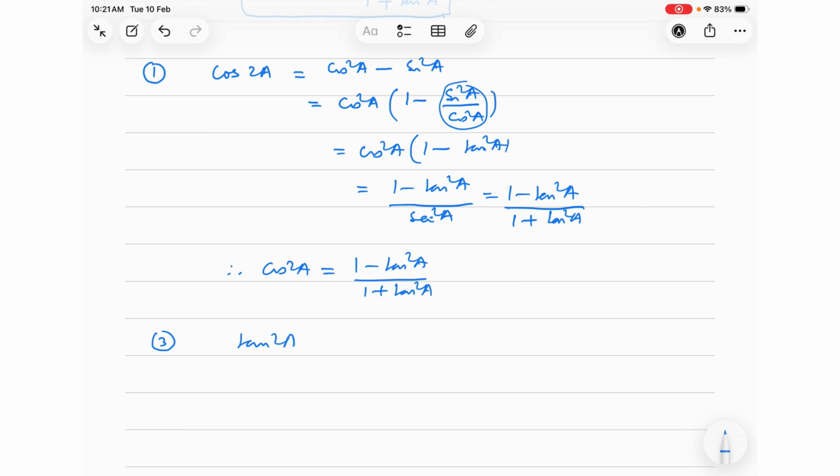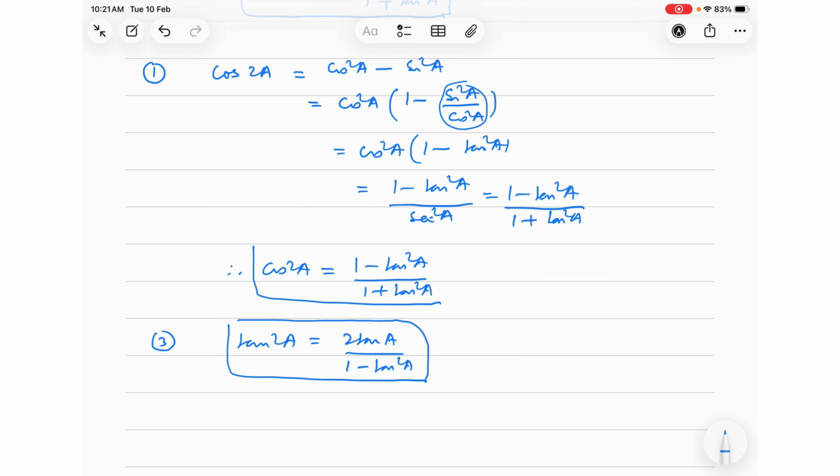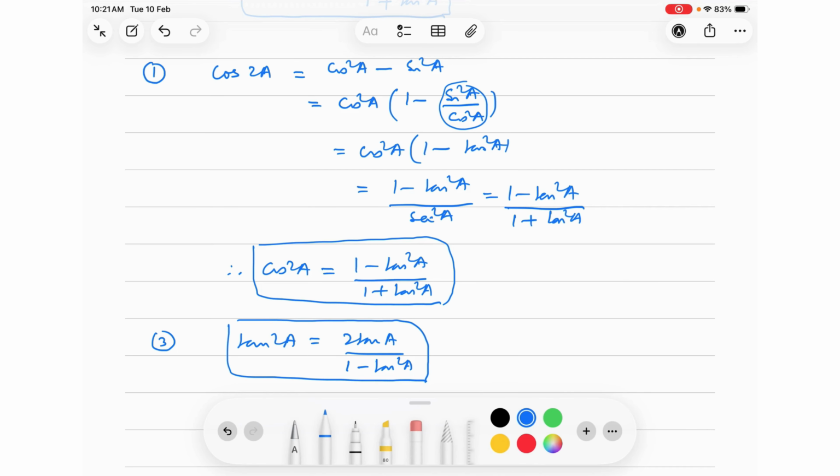Similarly, tan 2A we have already proved is 2 tan A by 1 minus tan square A. So, this is the way we can write sin 2A, cos 2A, tan 2A in terms of tan A. This is the second result.